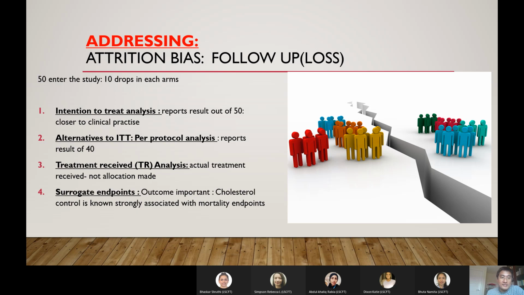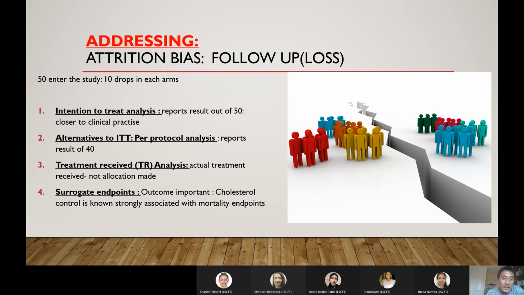They will give an example and say, which method is used to address the follow-up bias. So intention to treat analysis is if they report all the 50, closer to clinical practice. Let us take an example. If 50 of them entered a study, if 10 of them dropped out, but in reporting, if you report all the 50, even the people who dropped out, it's called intention to treat analysis. If they only report 40, it's called per protocol analysis.